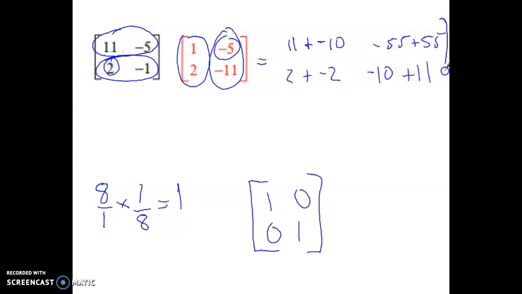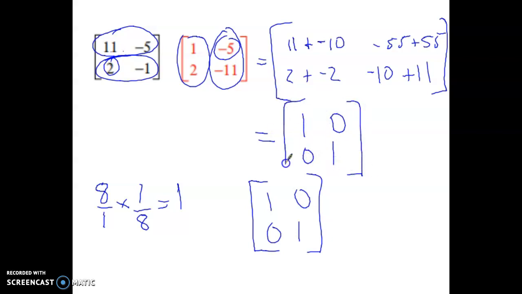Okay, and I'm just going to make these brackets here. And it is true that we wind up, if we add these up, we get 1, 0, 0, 1. We've correctly found the inverse, so we're finished.